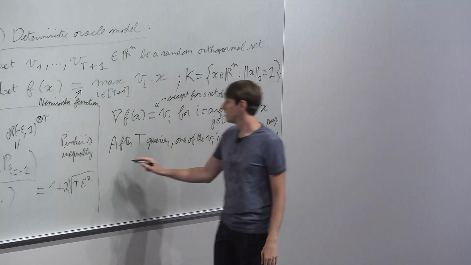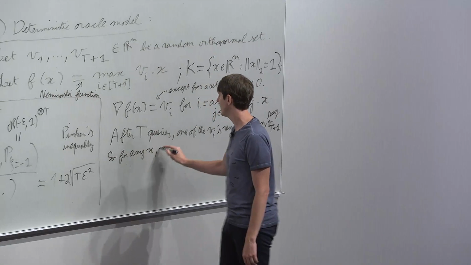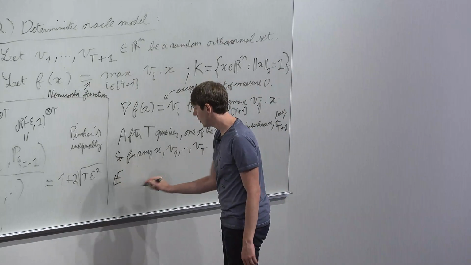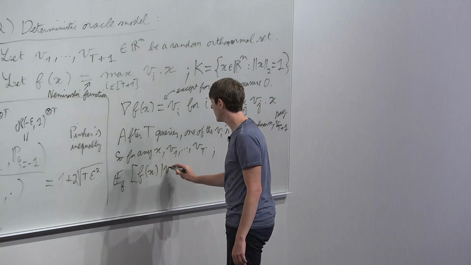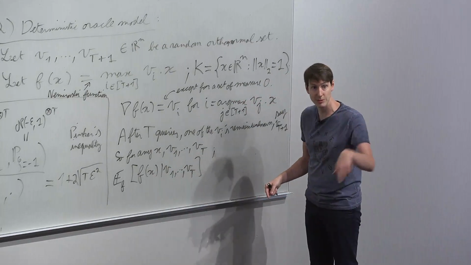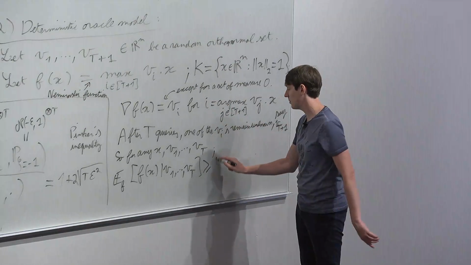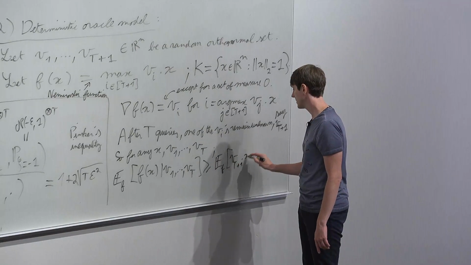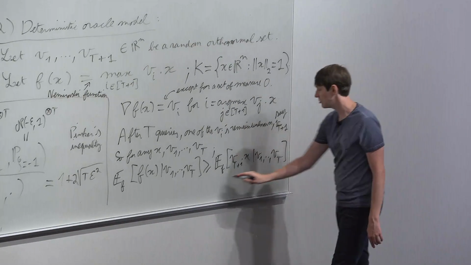So what does that imply? For any x and V1 up to Vt, what do we have? We have the expectation over the random function f of the max over x, given V1 up to Vt. So let's say I fix this, and I only take the expectation with respect to the randomness of Vt plus 1. This is certainly larger, because it's the maximum, than the expectation over f of Vt plus 1 dot x, given V1 up to Vt. But this expectation is 0.